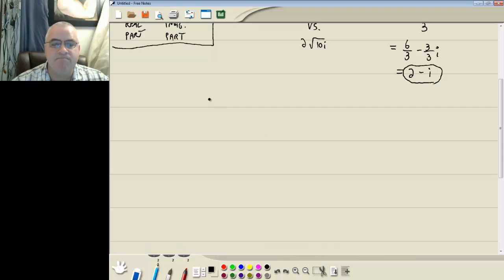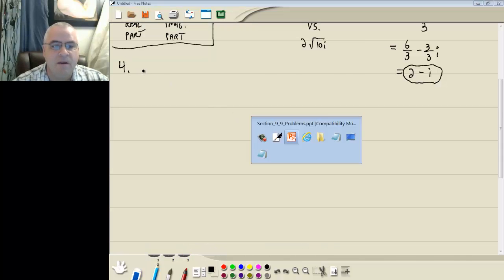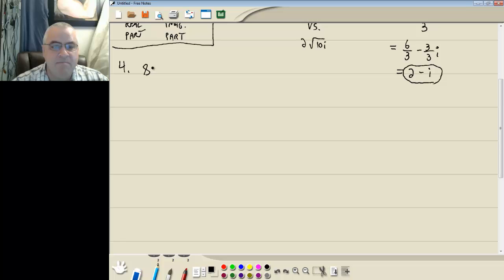Let's take a look at this problem. So we got 8 minus square root of negative 12 over 2. Again, before you go do anything in your problem, you should always simplify your radicals, especially when you're dealing with imaginary numbers. Sometimes if you don't simplify your radicals first, you'll get the wrong answer. So let's go ahead and simplify this. It's not the case in this problem, but it is the case in some problems.